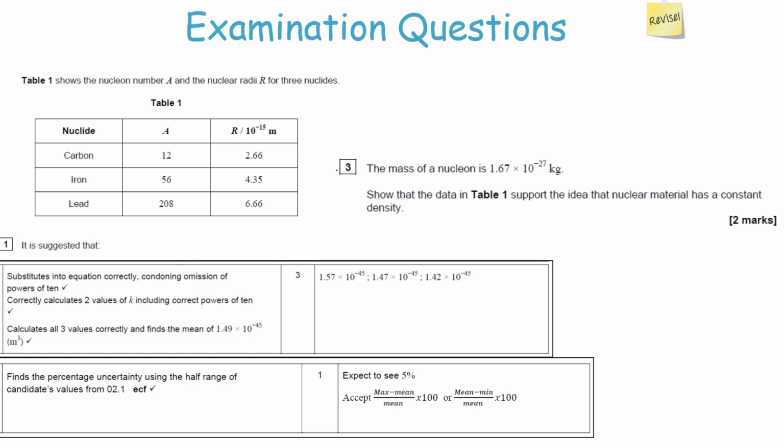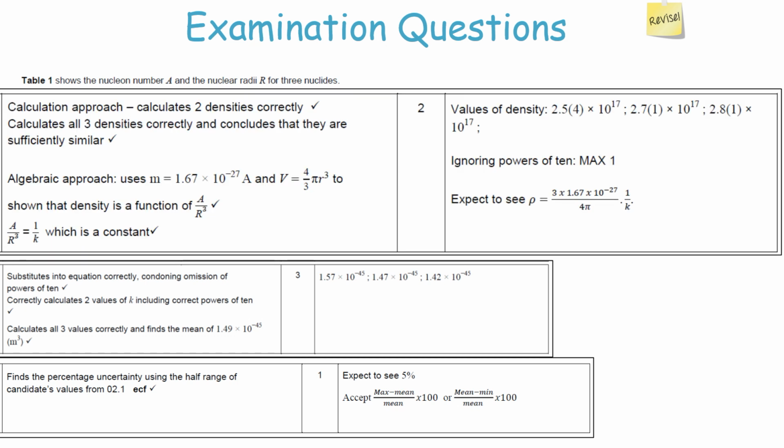Now show that the data in table 1 supports the idea that the nuclear material has a constant density. So you would try to work out the densities by doing: M is equal to 1.67 times 10 to the minus 27 times A, and V is equal to 4 over 3 pi R cubed, and therefore density is going to be equal to M over V. So you'd work out the M for each one by multiplying your value of A by 1.67 times 10 to the minus 27. You'd then work out your volume by doing 4 over 3 times pi times R cubed. You can work out your values and show that they are constant. Now also it's important that if they are constant, you give a conclusion to state that. Don't just show your calculations and then give no statement.